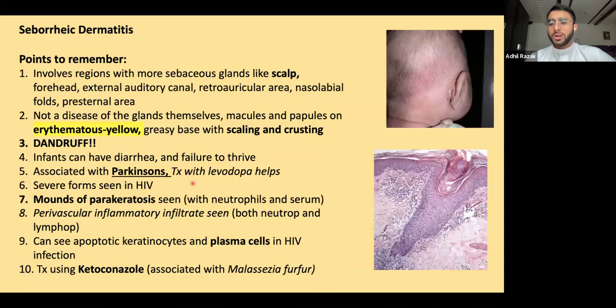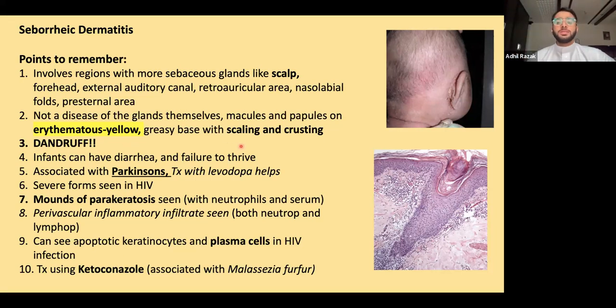So to discuss a little bit more about seborrheic dermatitis, like I mentioned, it involves areas where there's more sweating, like the scalp, the forehead, external auditory canal, retroauricular area, which is the area behind your ears, nasolabial folds, or even the area right above your sternum, which is the presternal area. It is not a disease of the glands themselves. Don't get it wrong. It is not a disease of the sebaceous glands, it just predisposes, or it's more in those areas. That's what you've got to know.